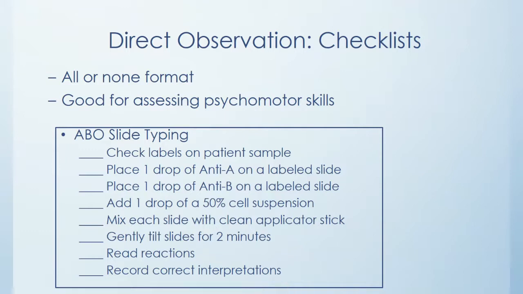And you want to include only critical items to keep the form short enough to be usable. And the checklist should be written in specific behavioral terms and arranged in the natural sequence of the performance to help the observer, because if the observer is busy trying to find where the item is on the checklist, they're not paying attention to what the practitioner is doing.